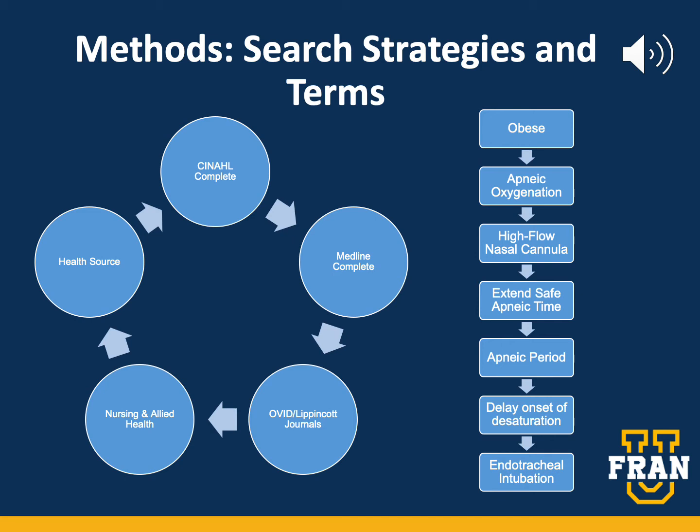The students independently searched the databases using the following search terms: obese, apneic oxygenation, high-flow nasal cannula, extend safe apneic time, apneic period, delay onset of desaturation, and endotracheal intubation. Limiters applied to our search included scholarly peer-reviewed journals published in English between 2009 and 2019.